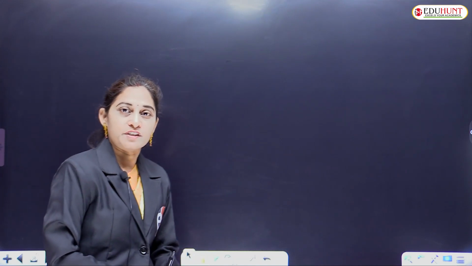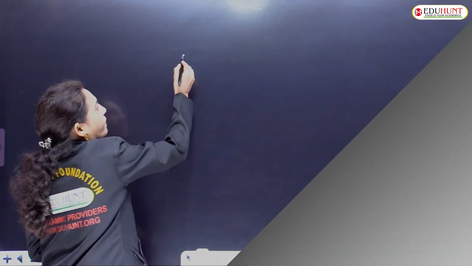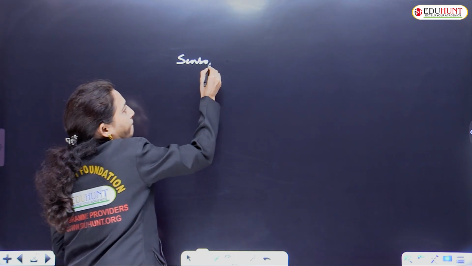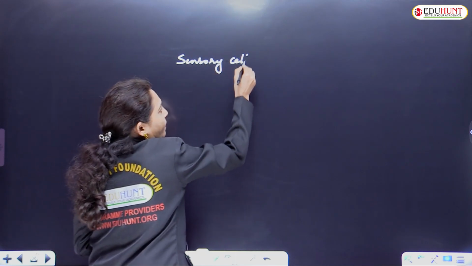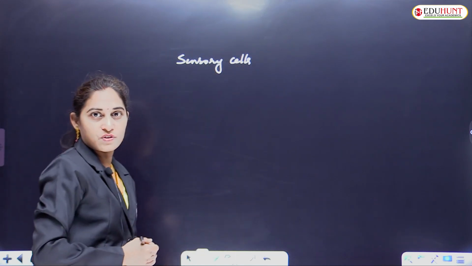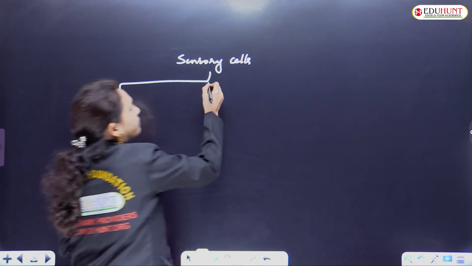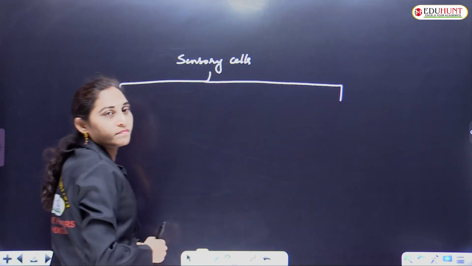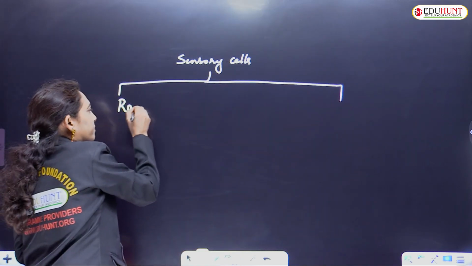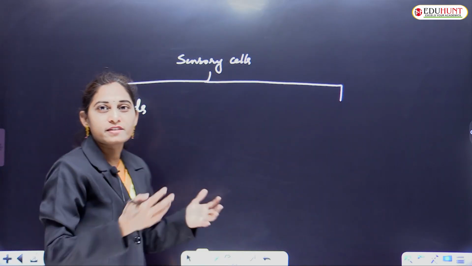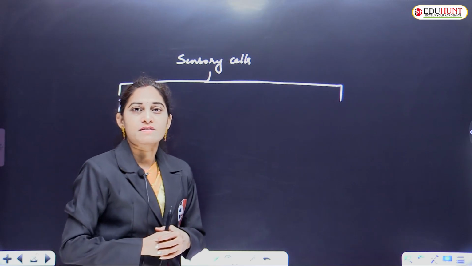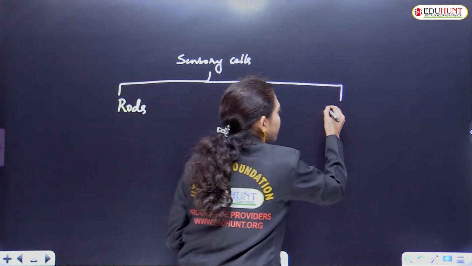Yes, as we know, there are two sensory cells that are responsible for our vision. These sensory cells are present in the retina. Rods. What is the second type of sensory cells? Yes, cones.